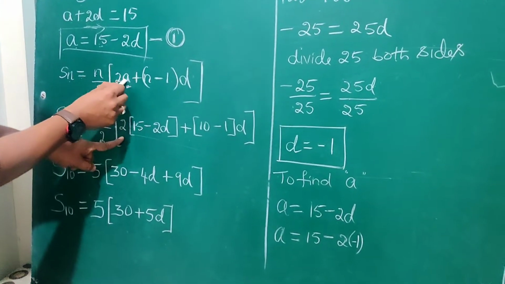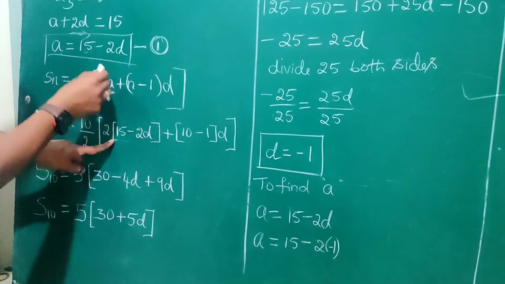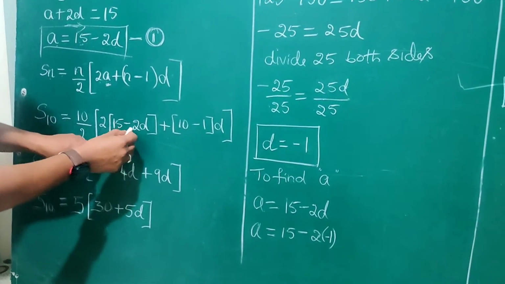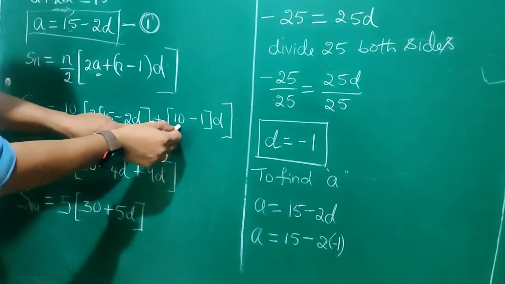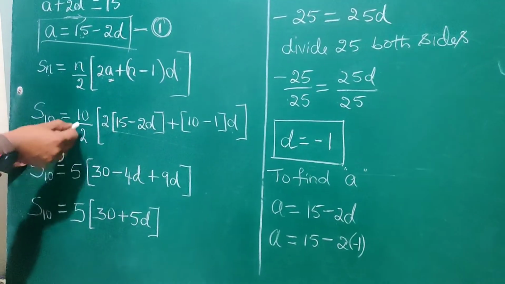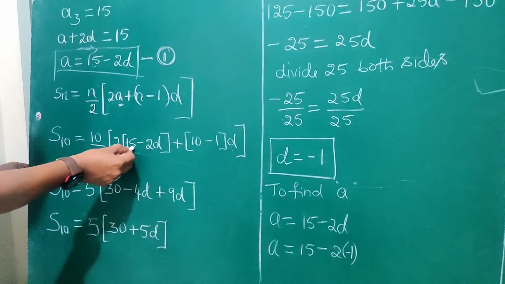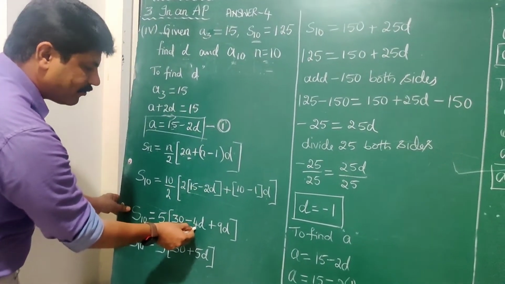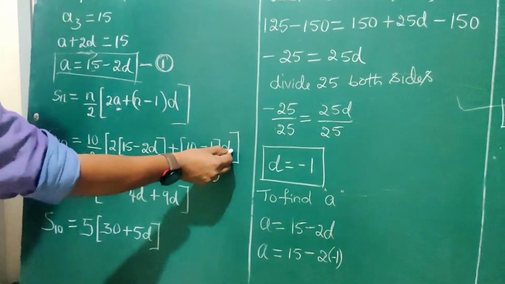See properly, 2 into A becomes 2 into 15 minus 2D. How did it become 15 minus 2D? Because here we have got A is equal to 15 minus 2D, which I have substituted here in place of A. Then plus n is nothing but 10, 10 minus 1 into D. Now S10 is equal to 10 by 2, which is 5. Multiply 2 with 15 minus 2D: 2 into 15 is 30, minus 2 times 2D, 4D, plus 10 minus 1 is 9 into D.